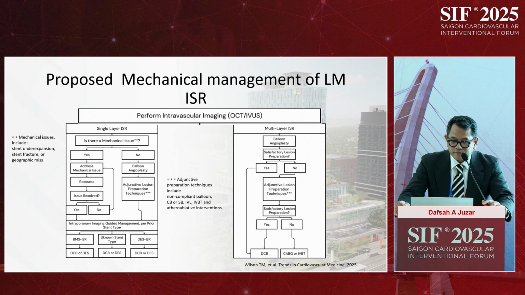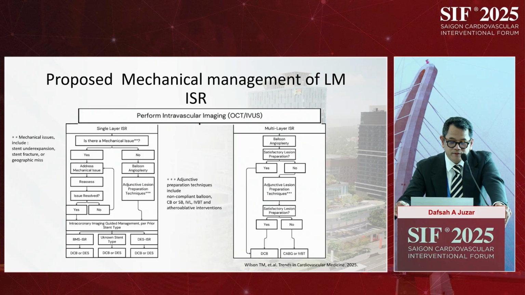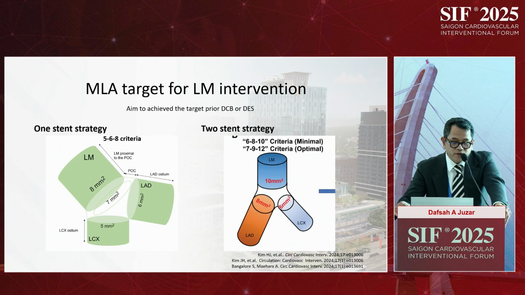For multi-layer, I think the principle is the same. You have to prepare the lesion for maximum expansion, and if it's already more than 2 layers, maybe you should consider CABG. And the other thing, for the first intervention, if it's a one-stent strategy, we can probably still use the 5, 6, 7 criteria. And for a two-stent strategy, the minimum is the 6, 8, 10 criteria. It's even more important to get this result the second time around.